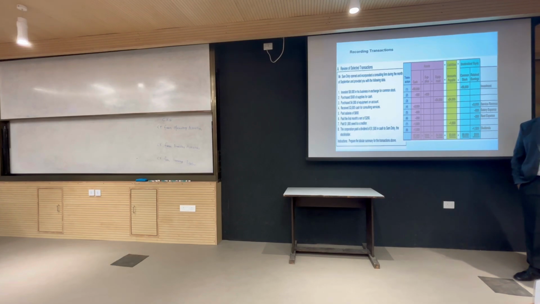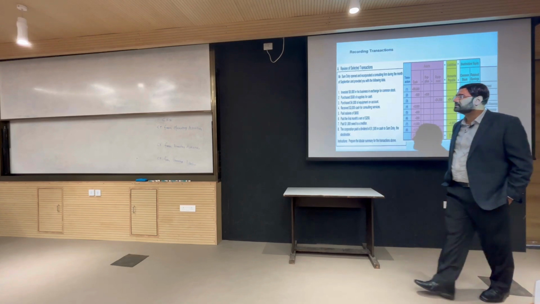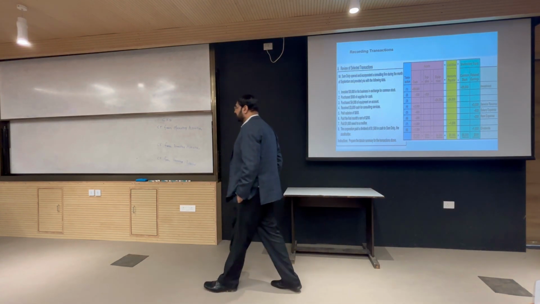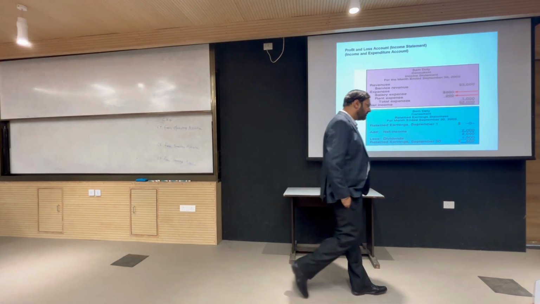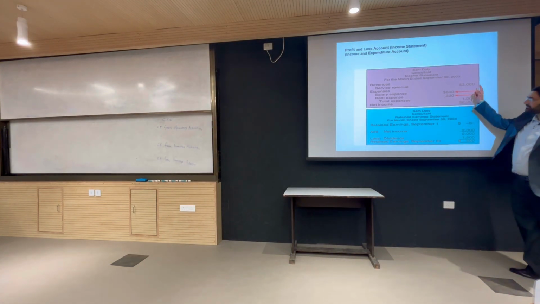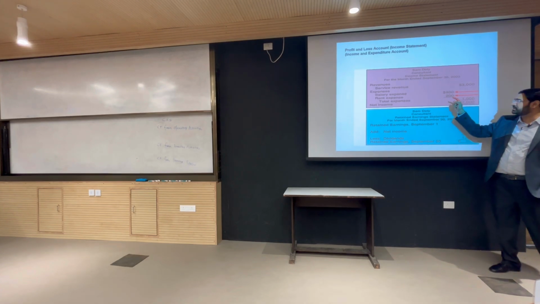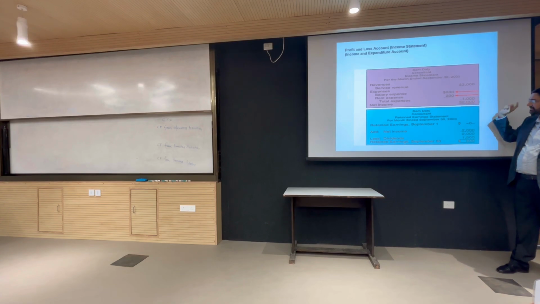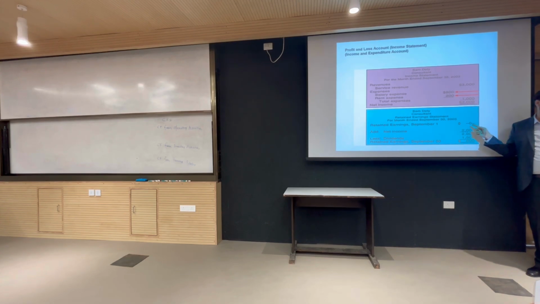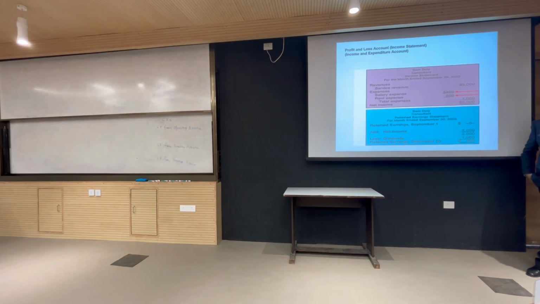Done? So prepare the PL account and the balance sheet now. This is the PL account. What does the PL account say? Service revenue 3,000, salary 800, rent 200, total expense 1,000, net income 3,000 minus 1,000, 2,000. And the opening balance, because we started a new business, the opening balance of retained earnings is 0. Add net income for the period 2,000, less dividend 1,500, we are left with 500.